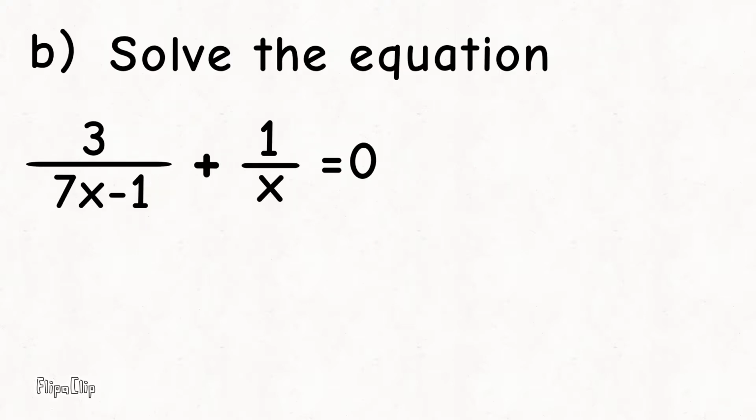In part B we have: solve the following equation. 3 over 7x minus 1 plus 1 over x is equal to 0. Once you see the word solve in algebra, you should always see an equal sign. And your answer should always be x is equal to some number.